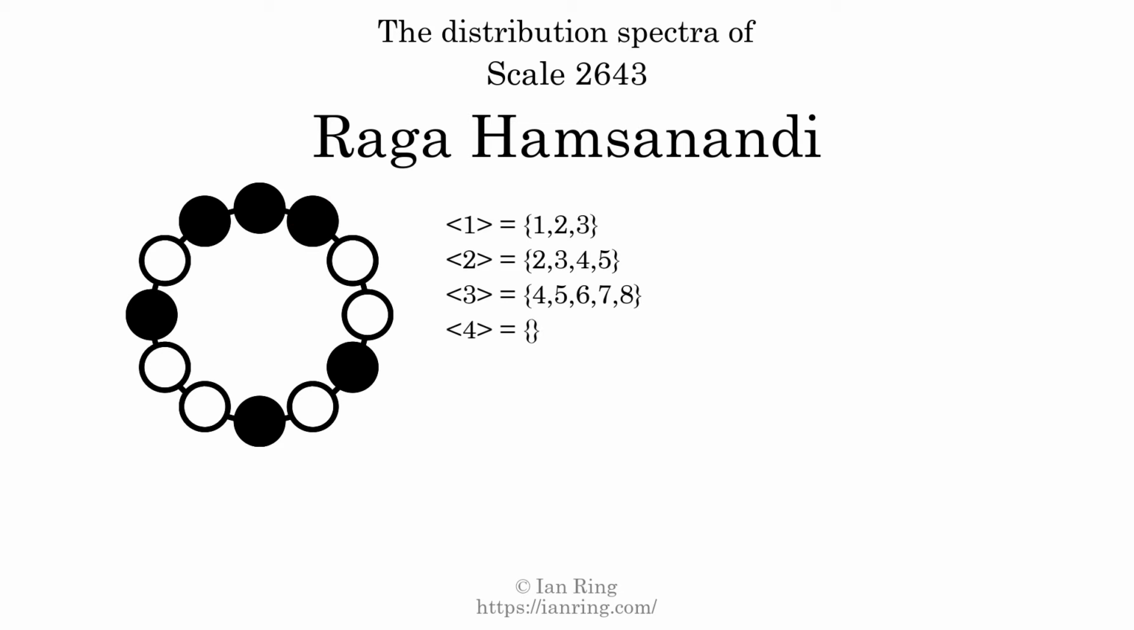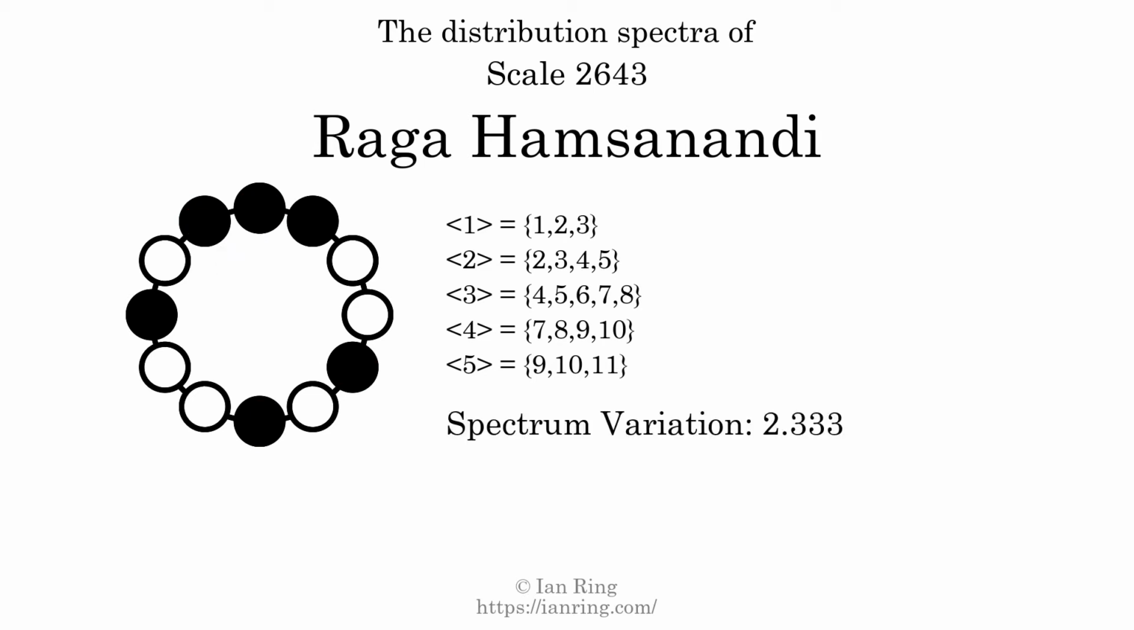The generic interval of 4 scale steps comes in 4 different specific interval sizes: 7 semitones, 8 semitones, 9 semitones, and 10 semitones. The spectrum width of this generic interval is 3. And finally, the generic interval of 5 scale steps comes in 3 different specific interval sizes: 9 semitones, 10 semitones, and 11 semitones. The spectrum width of this generic interval is 2. The spectrum variation is the sum of all the widths, divided by the number of tones. The spectrum variation of this scale is 2.333.